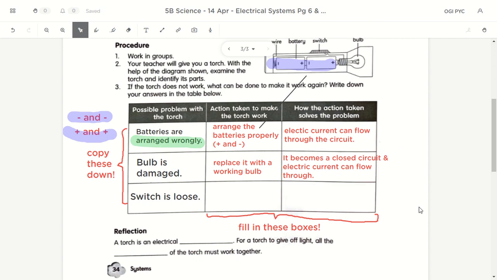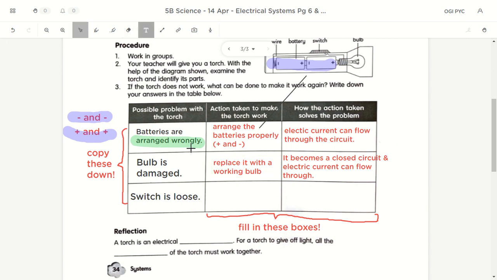Right. So if the bulb is damaged, you just need to replace it with a working one. And once you replace it with a working one, then it becomes a closed circuit, because when it's damaged, perhaps the filament blew, so there's a gap. If you replace it with a working bulb, there's no gap, it becomes a closed circuit, electric current can flow through, and therefore it will work.